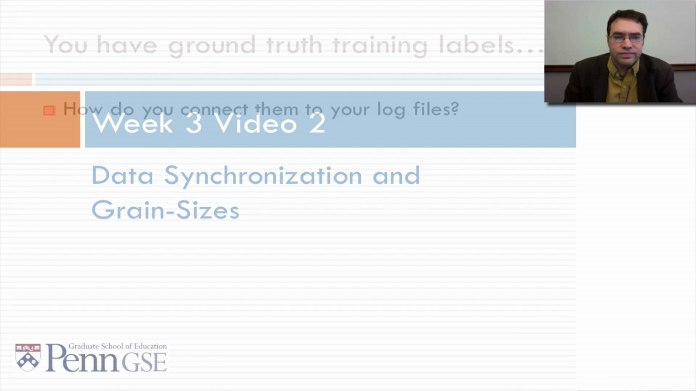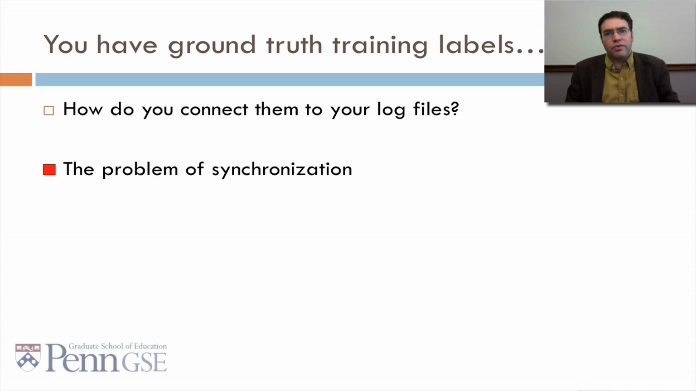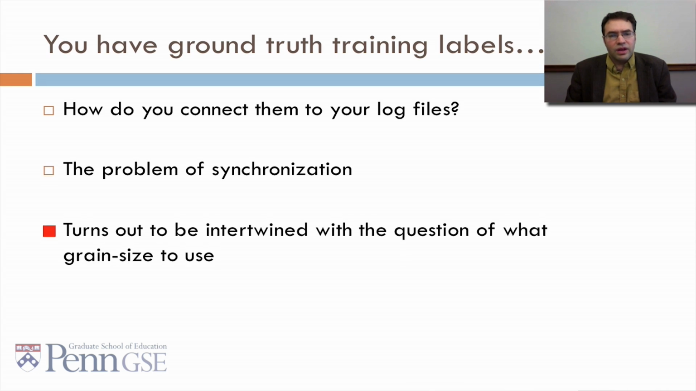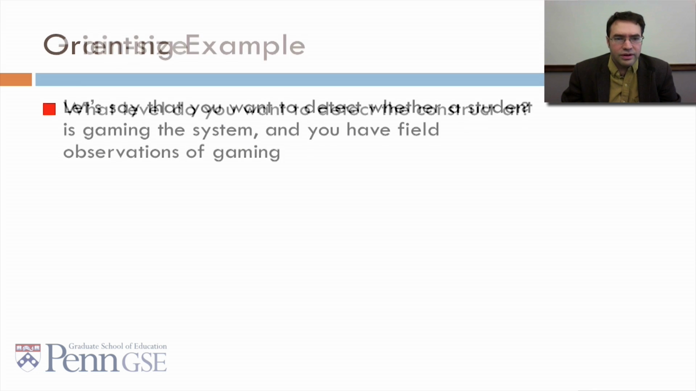Today we continue with our second video of week 3 of the course, discussing data synchronization and grain sizes. So you have ground truth training labels. How do you connect them to your log files? This is the problem of synchronization. It turns out to be intertwined with the question of what grain size you're going to use. With grain sizes, the question is, what level do you want to detect the construct at?